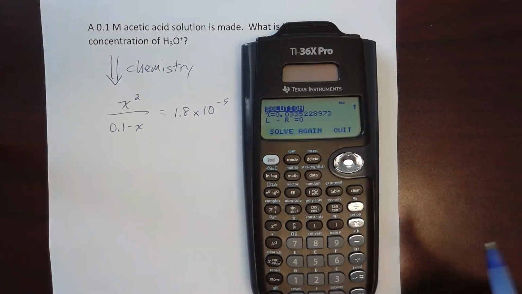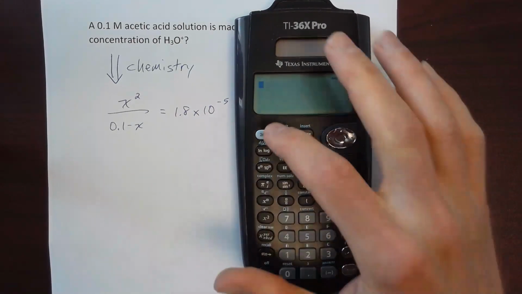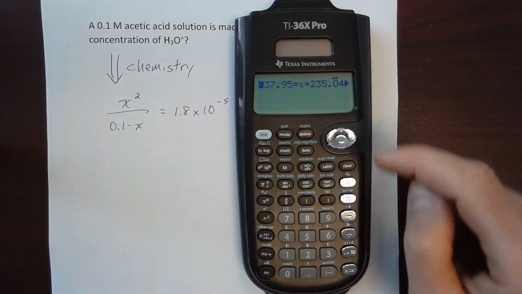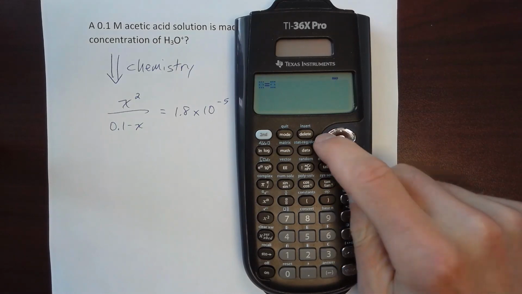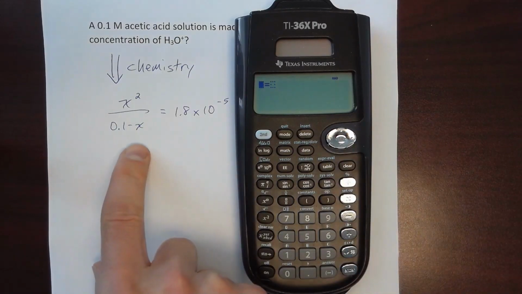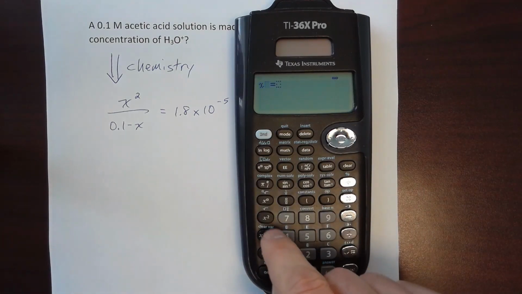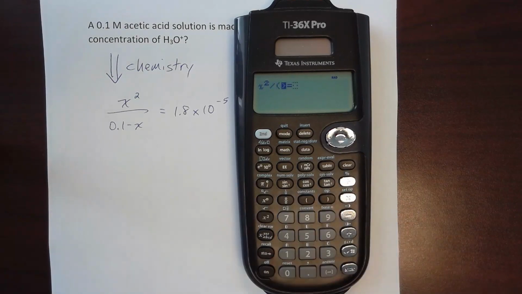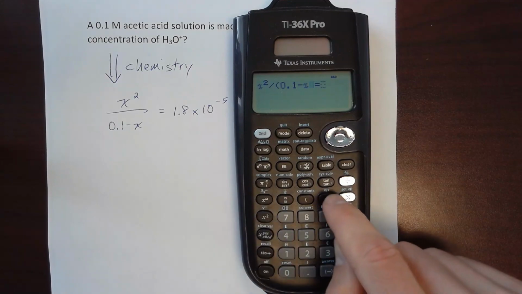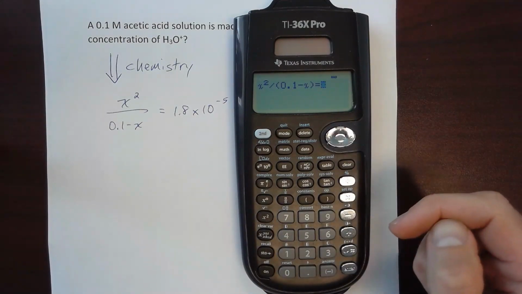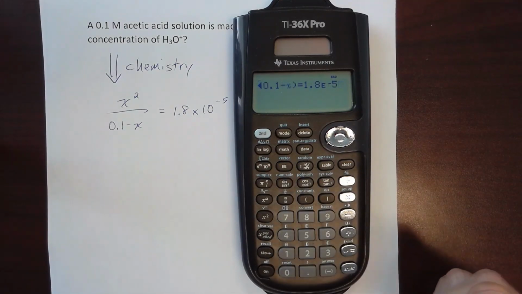Okay, so again, we need to quit. Then we need to go back to second num solve. Now I have the old equation that I was working with. I'm going to clear that out. And now I want to put in this new equation, which is x squared divided by, in the denominator we have 0.1 minus x, and then that equals 1.8 times 10 to the minus 5.